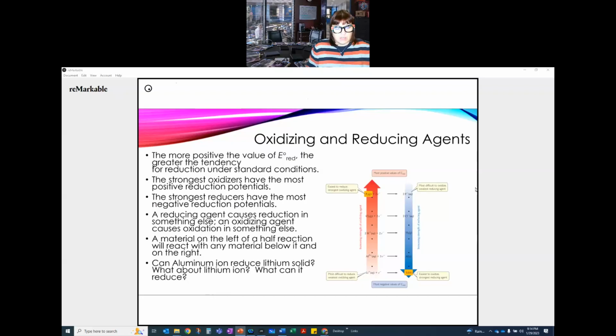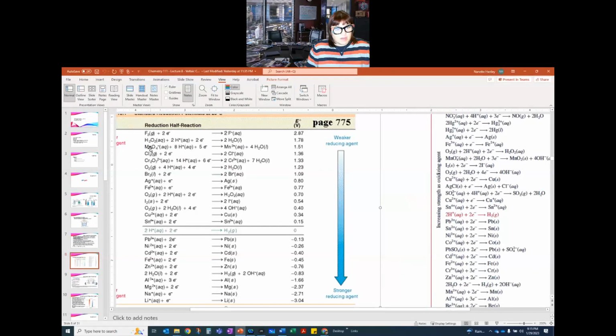A material on the left of a half reaction will react with any material below it and on the right. Okay, so again, if we're talking about a table like this, anything on the left will react with anything below it and on the right. So the Cl2 can and will react with an Ag, can and will because it's above it.